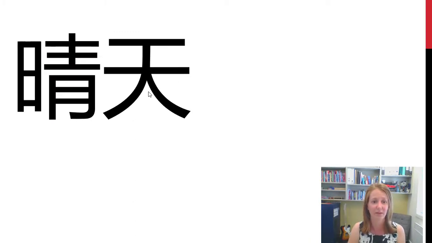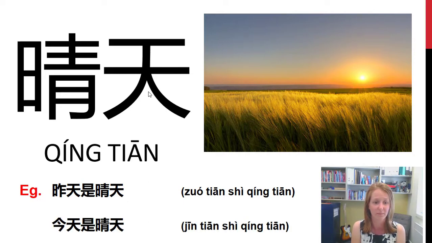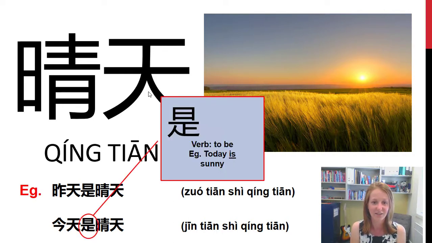这是什么? Can you see any radicals that you know? There is the sun on the left-hand side. So, 今天是晴天. Today is sunny. Or 昨天是晴天. Yesterday was sunny. So the 是 is the verb to be. For example, today is sunny, or yesterday was sunny, or tomorrow will be sunny. 明天是晴天. We don't use yo with this one, we use 是.